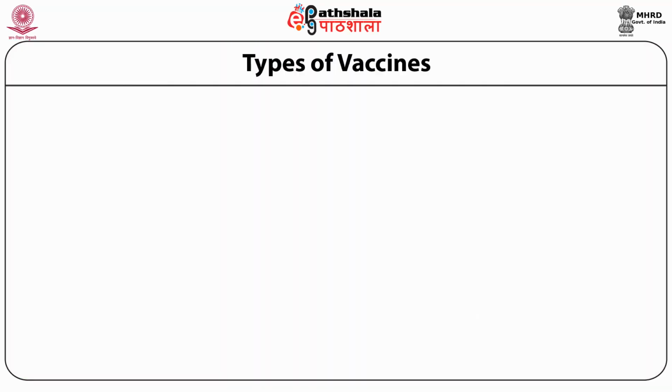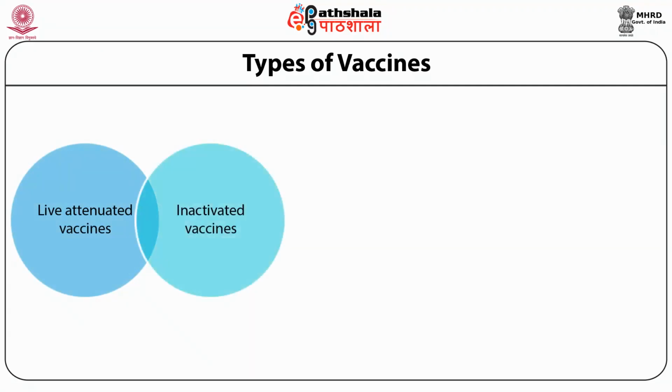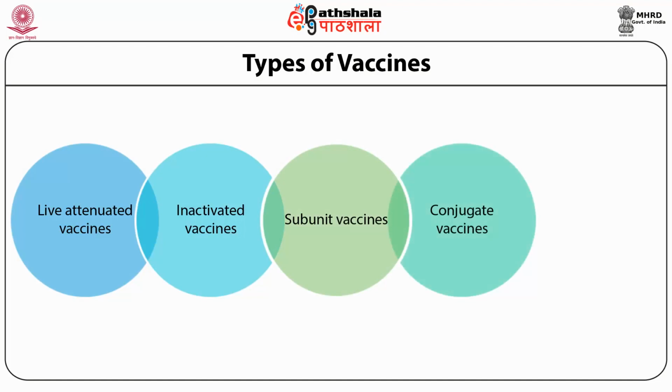Let's now see what are the different vaccines which are available: live attenuated vaccines, inactivated vaccines, subunit vaccines, conjugate vaccines and recombinant vaccines. So we shall discuss these vaccines one by one.